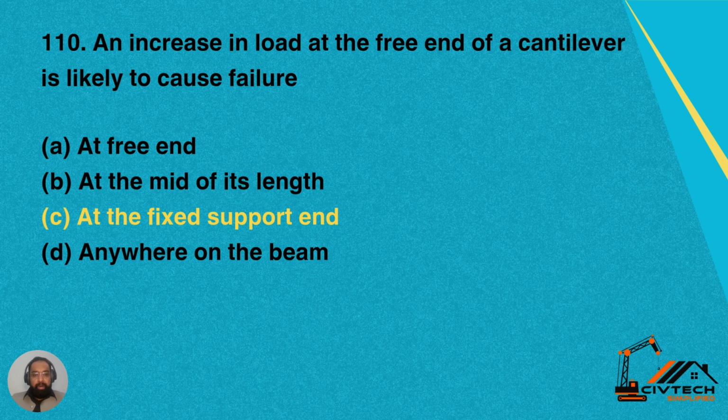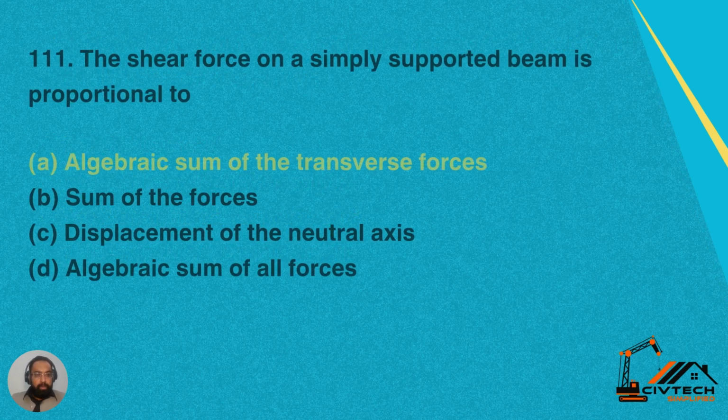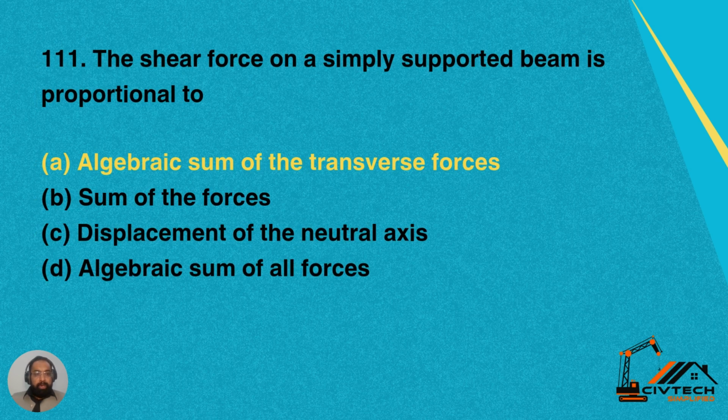Question 110. An increase in load at the free end of a cantilever is likely to cause failure. Option A, at free end; option B, at the mid of its length; option C, at the fixed support end; option D, anywhere on the beam. So an increase in load at the free end of a cantilever is likely to cause failure at the fixed support end. So C is the correct option.